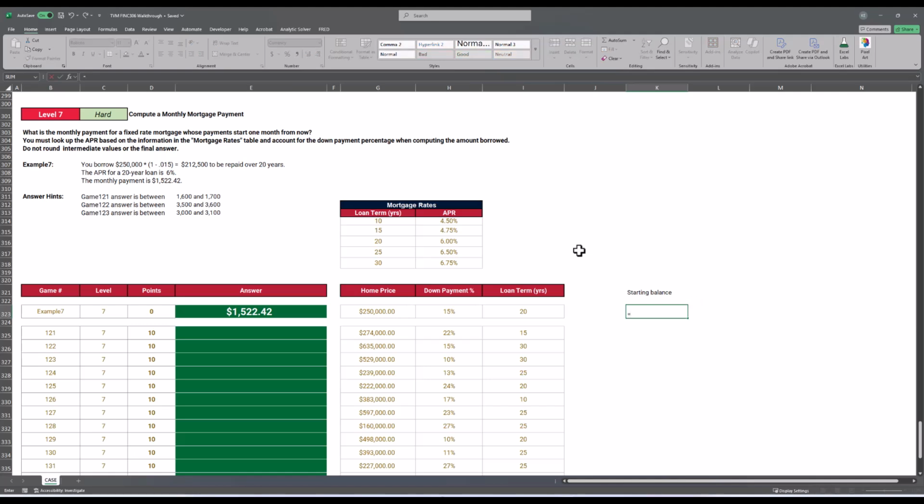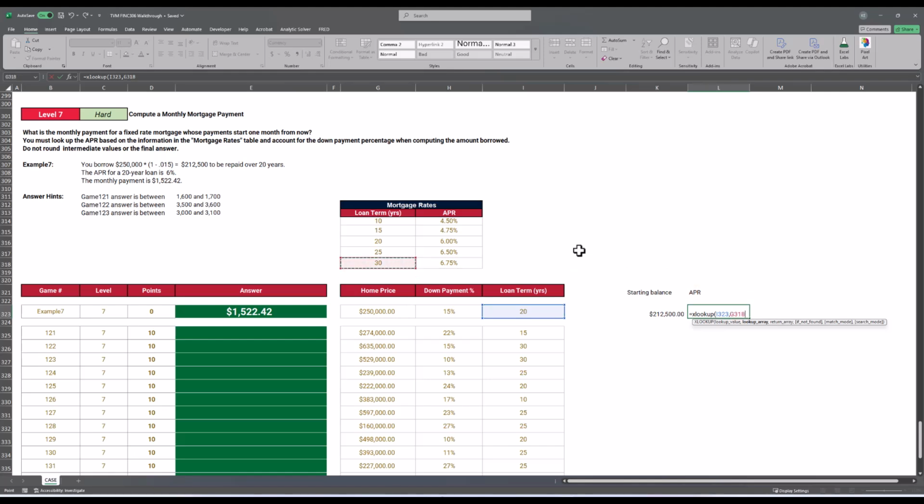So that's going to be the home price times 1 minus the down payment. You make the down payment of 15%, you borrow the rest. Now we need the APR of the loan. That's going to be an XLOOKUP. We'll look it up based on the loan term.